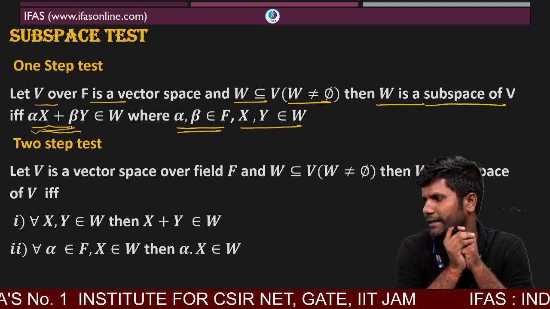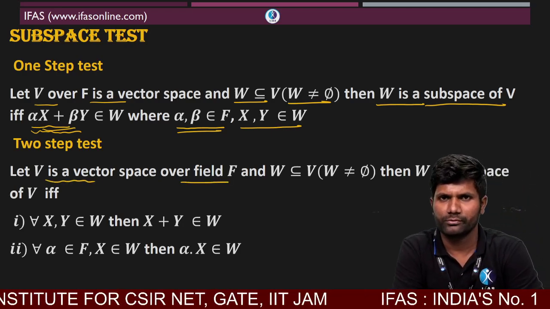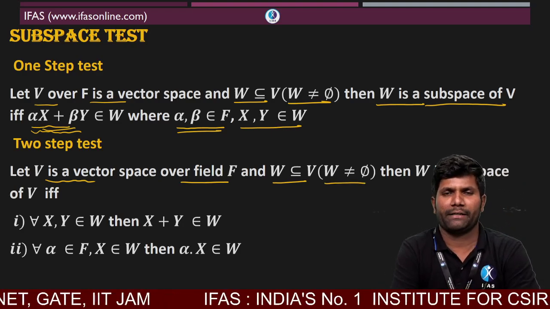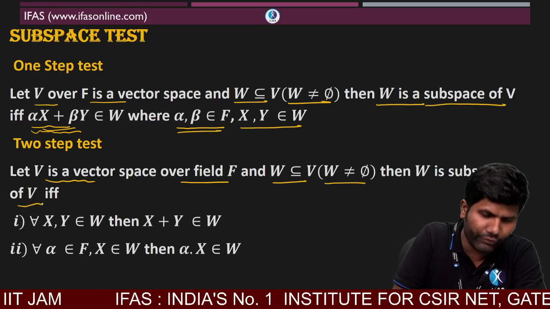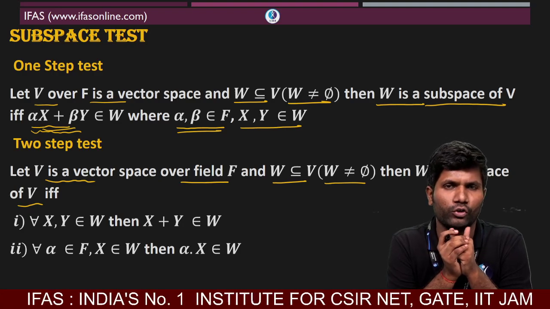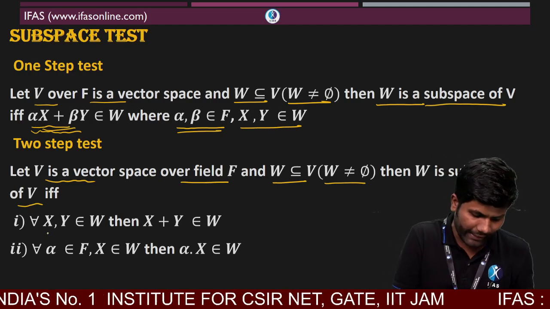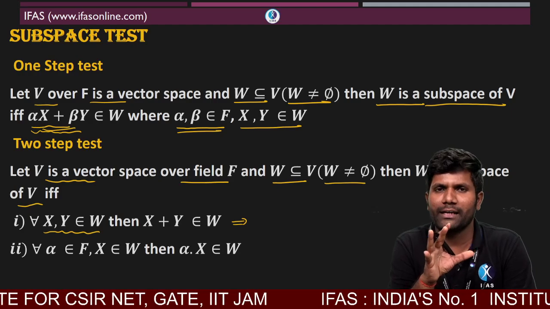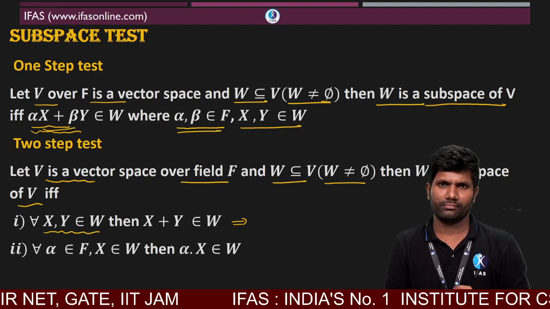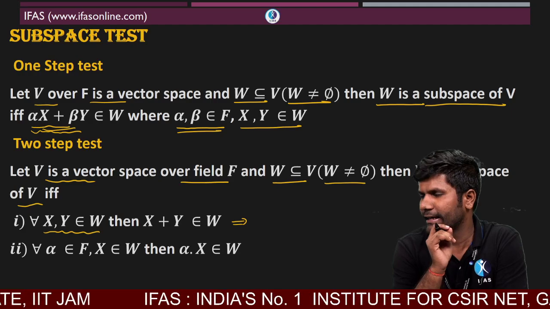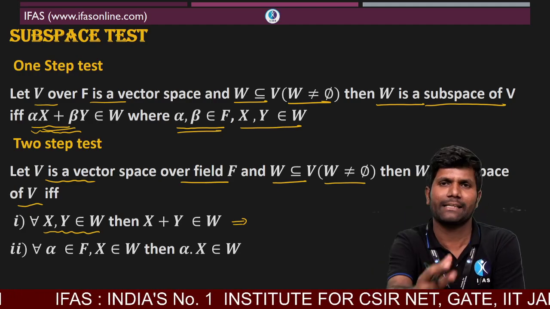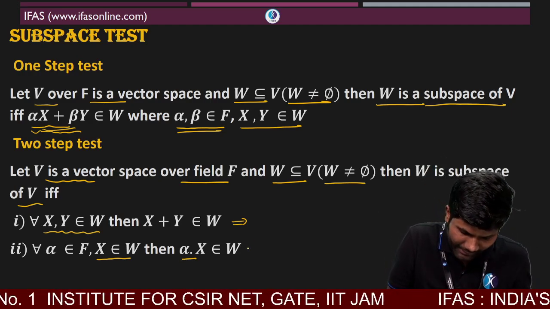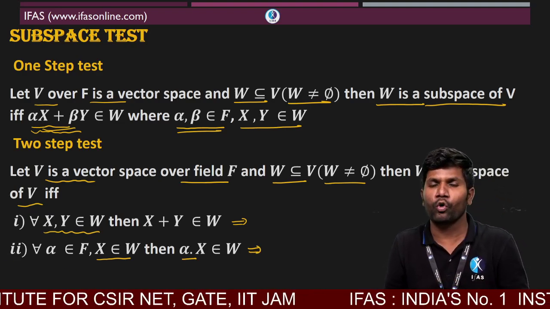The two step test is saying that suppose V is a vector space over a field F, and W is a non-empty subset of V. Then W is a subspace of V if and only if it satisfies two conditions. The first condition is that for every x, y belonging to W, their addition also belongs to W. So the first condition implies that W is closed under vector addition. And the second condition is saying that for every alpha belonging to the field, that is every scalar, and any x belonging to W, their product, that is alpha dot x, also belongs to W. So statement 2 is saying that W is closed under scalar multiplication.